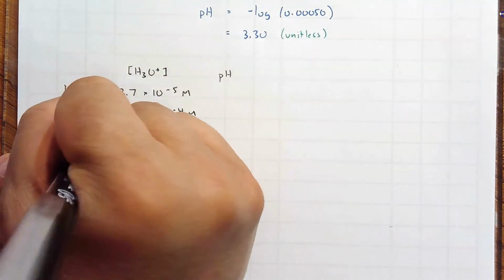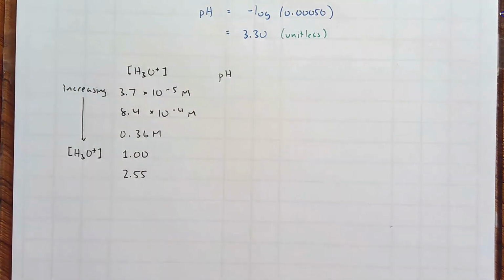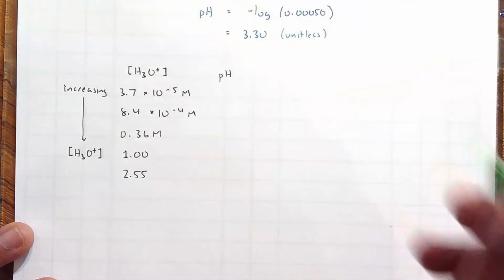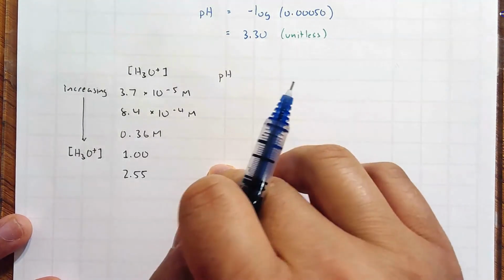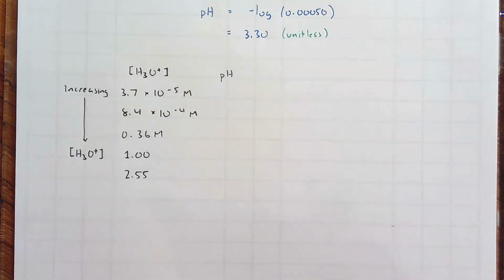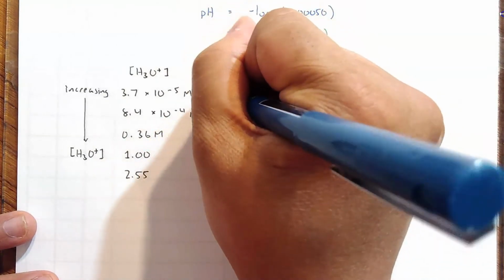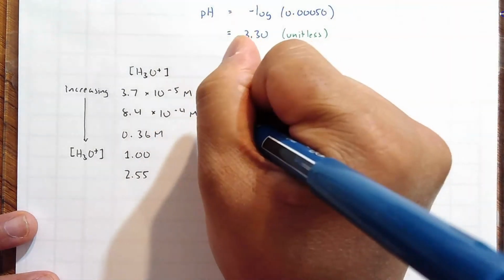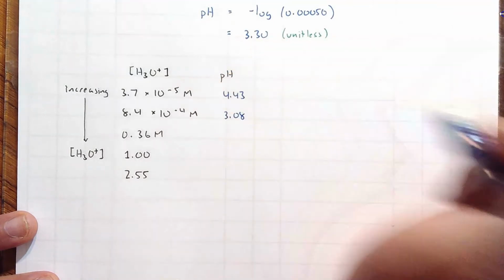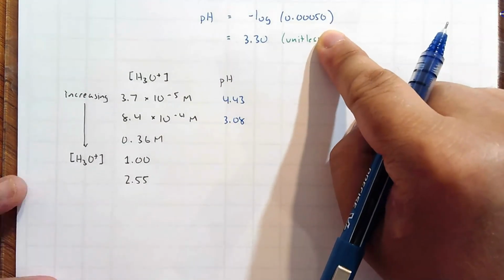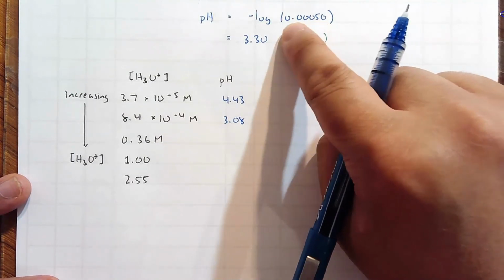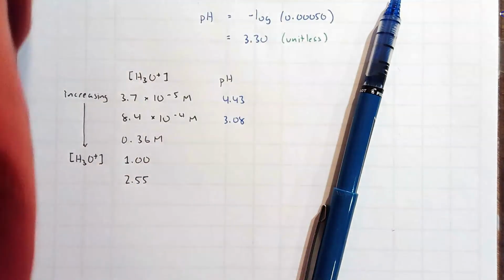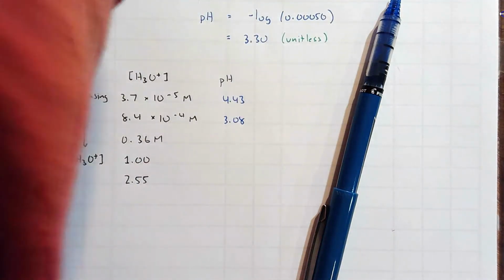Concentration of H3O+. How acidic are we going to get? Go ahead and pause the video if you want and do these calculations. I have the answers already. Okay, the pH for the first one is 4.43, 3.08. Yep, pretty close to what we had for 5 times 10 to the minus 4 molarity. I'll just plug in my computer.